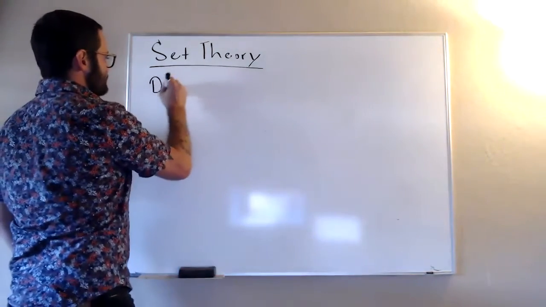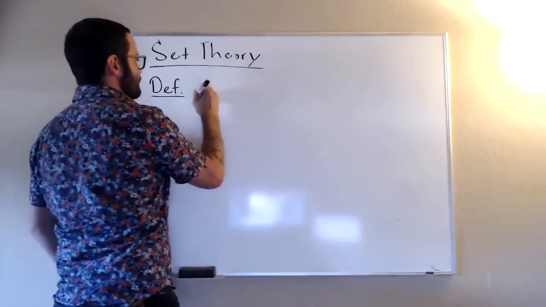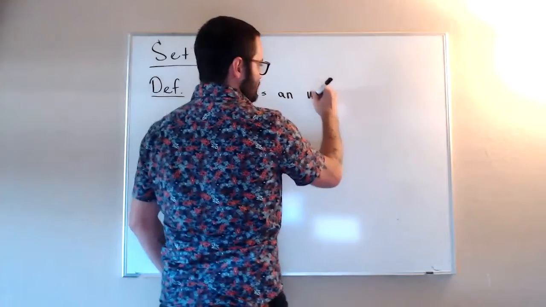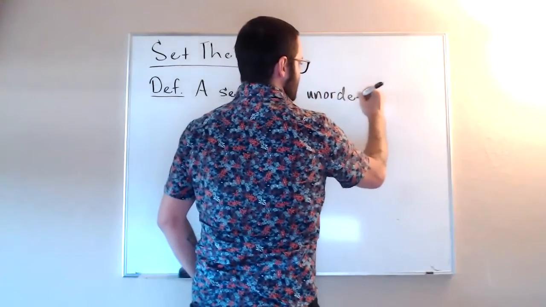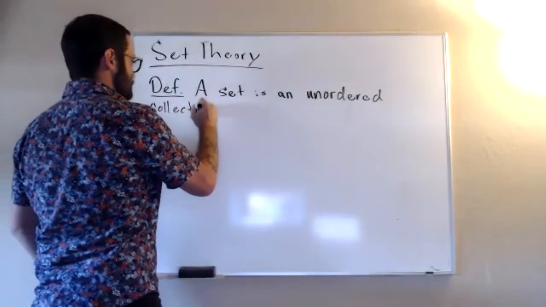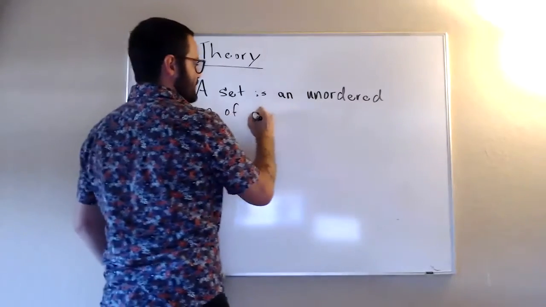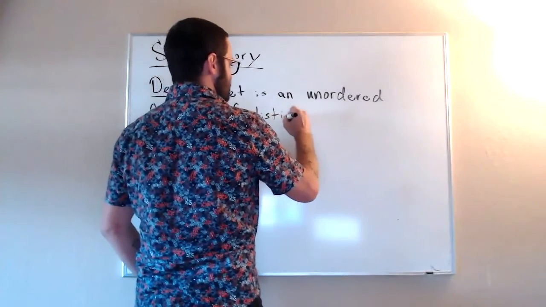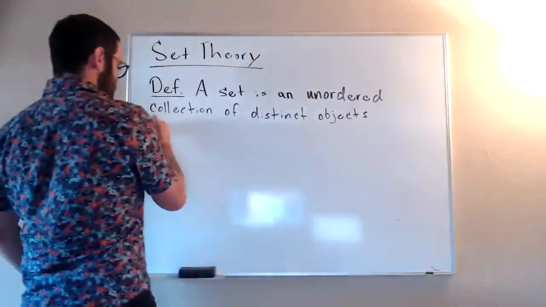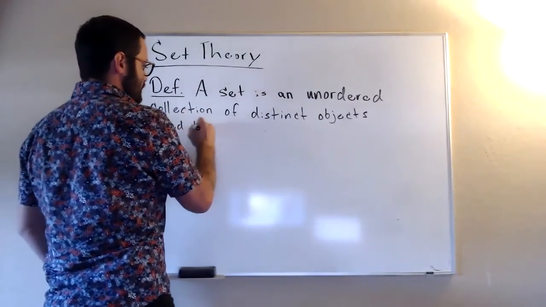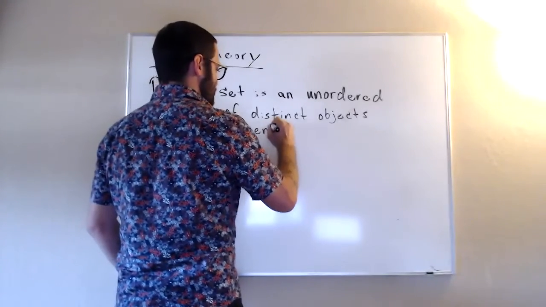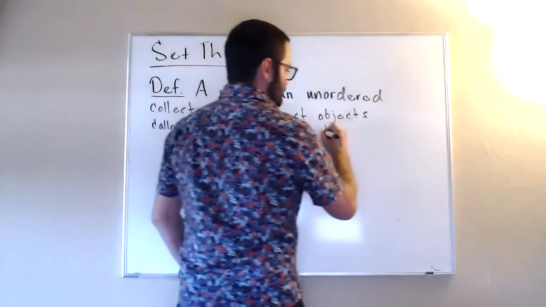So, definition. A set is an unordered collection of distinct objects called the elements of the set.